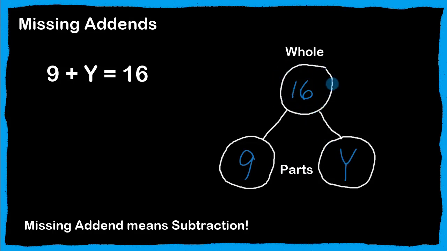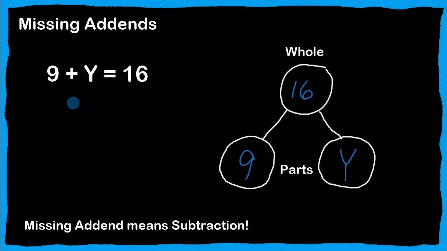Or you can visualize it the other way and say 16 is being broken out into two parts, 9 and y. So what is that missing part? What is y equal? We know that 9 plus 7 equals 16, so y is going to equal 7. But as you can see down here, a missing addend problem means subtraction. If you're missing an addend, that means you're going to be doing some subtraction to figure out the answer.